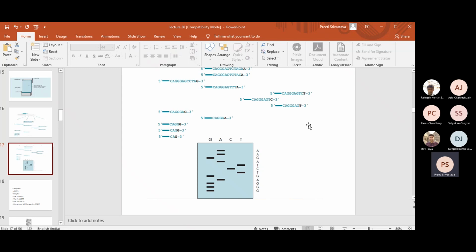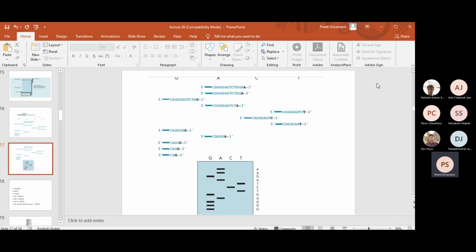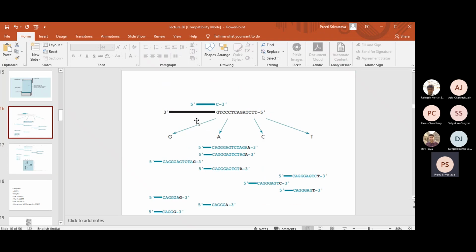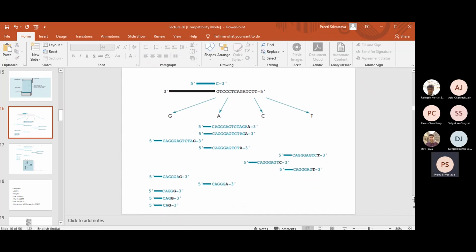So let us see how this kind of gel is prepared, right? Remember, this was the template, correct? From this template, for G, we have already discussed. You have the third G, the fourth G, the fifth G, the seventh G, and then the last G, correct? When you have dideoxy ATP, then you see that the first A will come where?